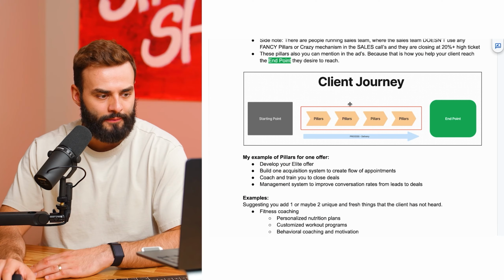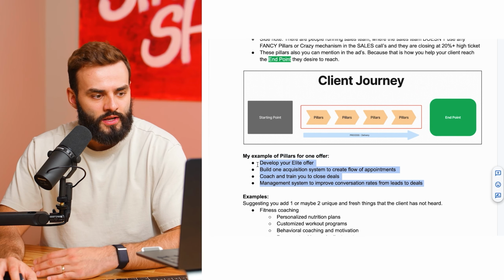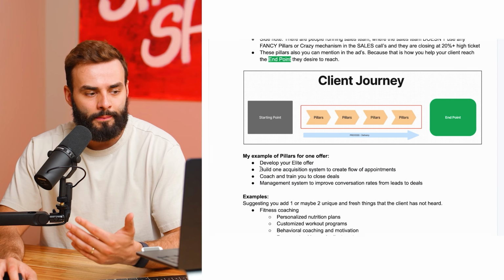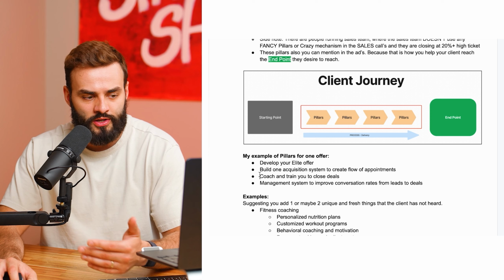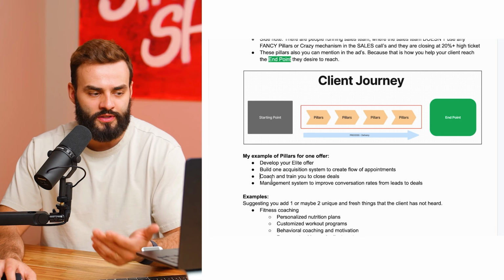And a rule of thumb, one of those pillars is recommended to have some uniqueness in it, so it's really, really good. Here's one of our offer examples, just to give you an idea. The first pillar would be develop an elite offer. Second, build one acquisition system to create a flow of appointments. Third could be coach and train you to close deals. Fourth could be management systems to improve conversion rates from leads to deals, right?